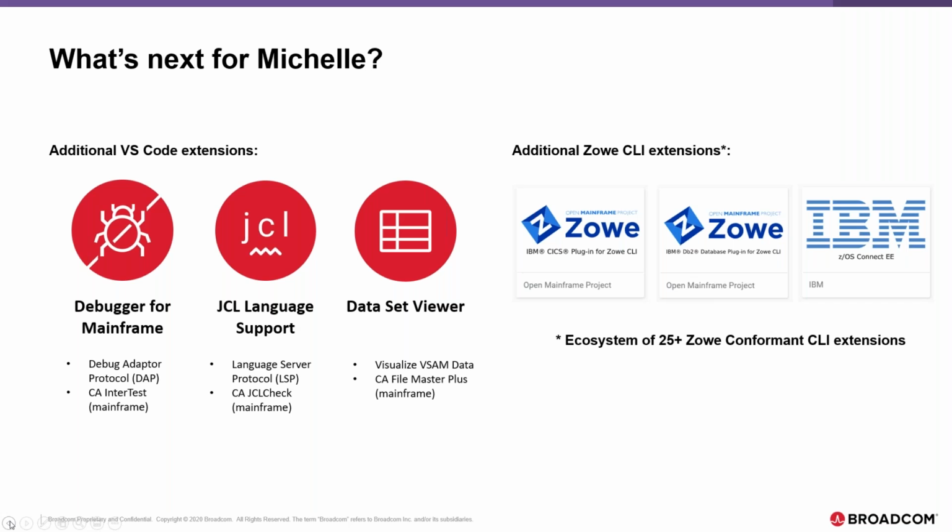For example, the mainframe debugger is a more powerful tool that leverages the DAP, or debugger adapter protocol, and CA InterTest. If she's assigned to support an application with critical batch workloads and she needs to quickly become an expert at job control language, she may go grab the JCL language support extension, which provides both standalone capabilities as well as extended capabilities with the CA JCL Check product, including a linting experience and some code snippets.